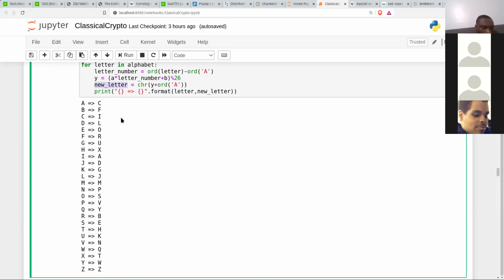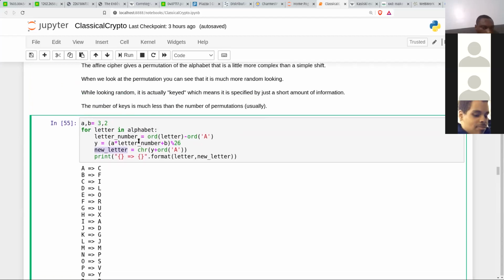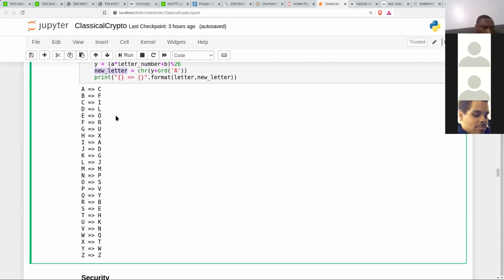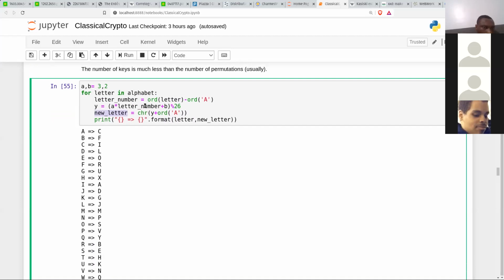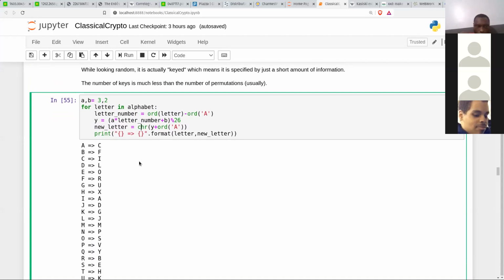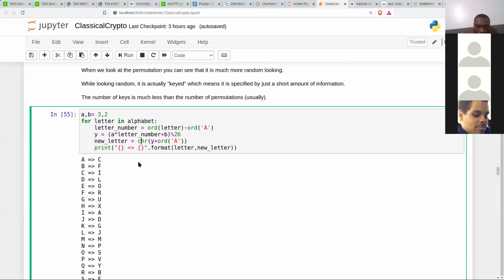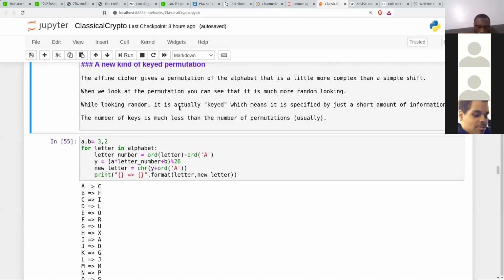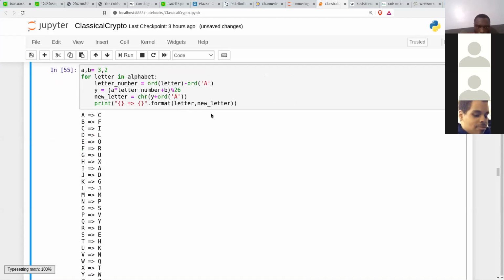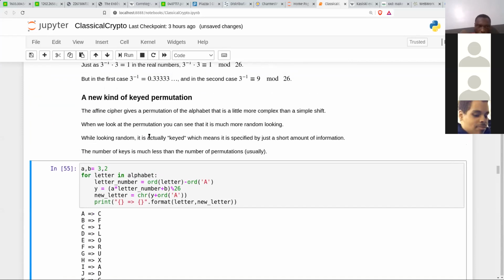So this is an improvement from a cryptographic point of view. This permutation of symbols is more random looking. And in cryptography, you have things that you can control with little parameters like A and B, but you want the result to look as random as possible to somebody who doesn't know what's going on. So this is better. I'm calling this a keyed permutation. So we might use that terminology again.